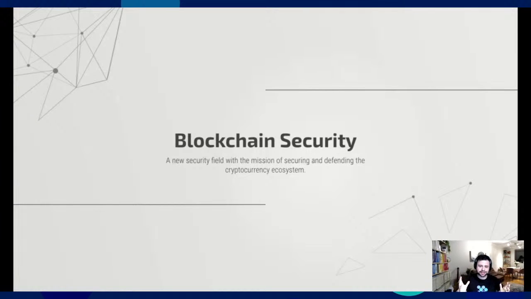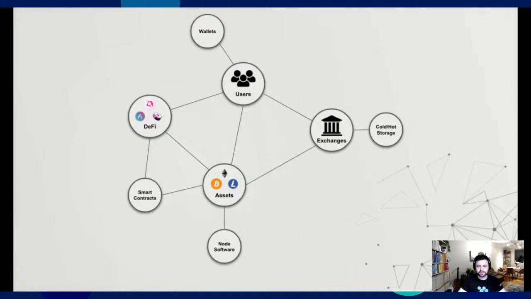If you want to visualize the whole field, you can see this interaction between exchanges, which store assets for the users, relying on cold and hot storage to keep the funds safe. We have users who are on their own. They can interact directly with assets or DeFi, and they rely on the safety of wallets. Assets themselves have a variety of components. They interact with smart contracts, node software to get the latest state, and of course DeFi, which can interact with users directly, and it relies on the smart contract infrastructure that it's built on.